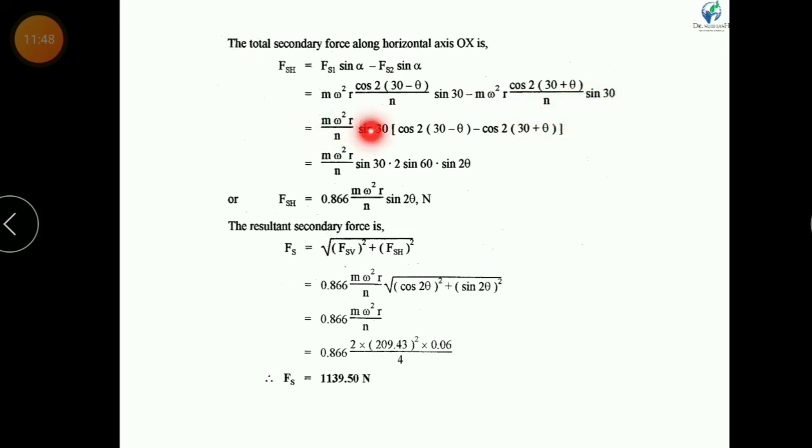Now we take common m omega square r upon n into sin 30. So we get in a bracket cos 2(30° − θ) minus cos 2(30° + θ). If we simplify this equation by using the cos(α − β) and cos(α + β) equations, then we get m omega square r upon n into sin 30 into 2 sin 60 into sin 2θ. If we put the value of sin 30 and sin 60, then we get FSH is equal to 0.866 m omega square r upon n into sin 2θ Newton.